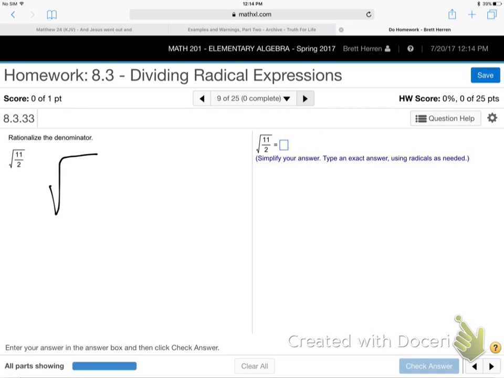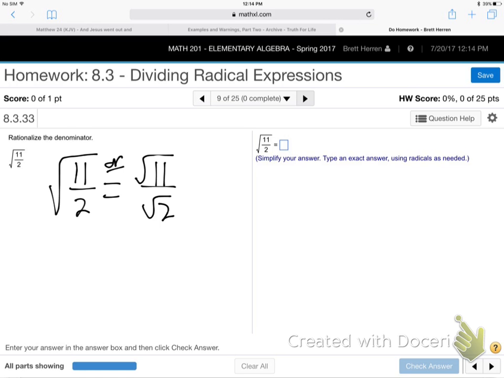Square root of 11 halves. How do we do it? You could write that, if you want, it doesn't really matter, as two separate square roots, or one big square root. It's the same either way. It doesn't really matter. Same thing.